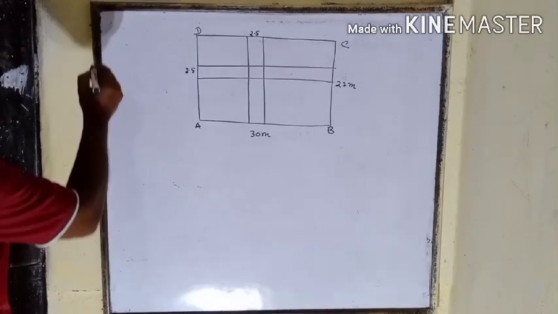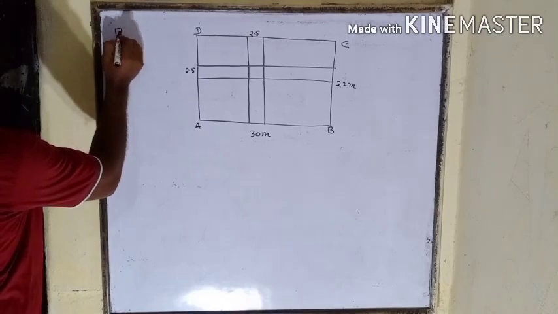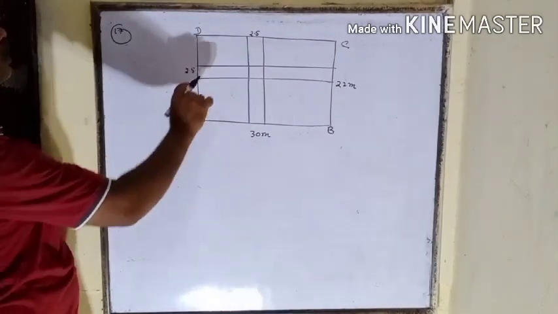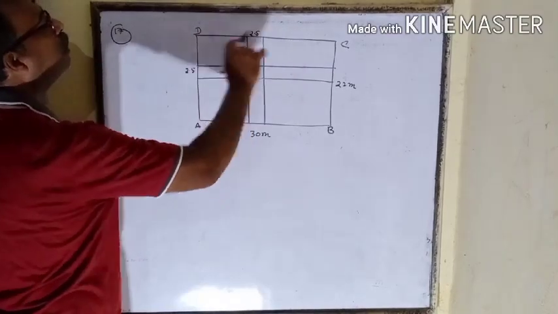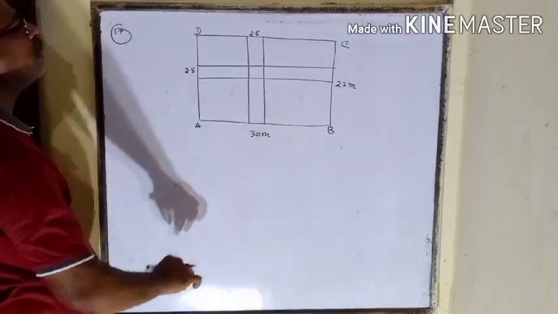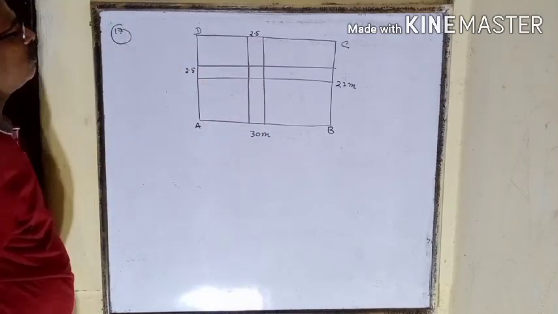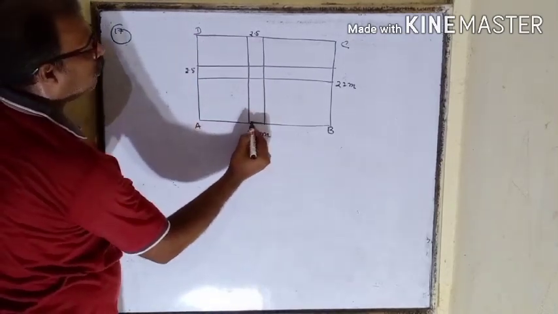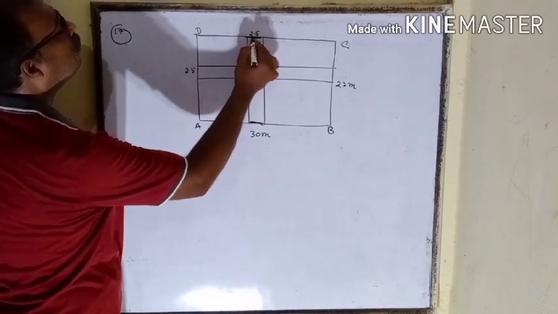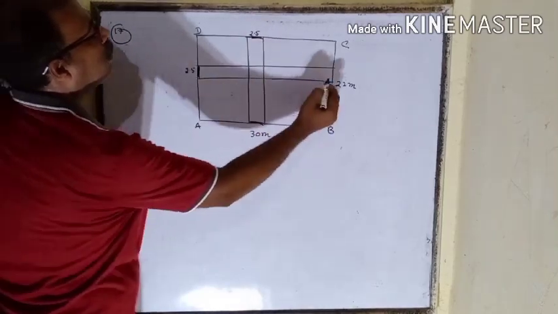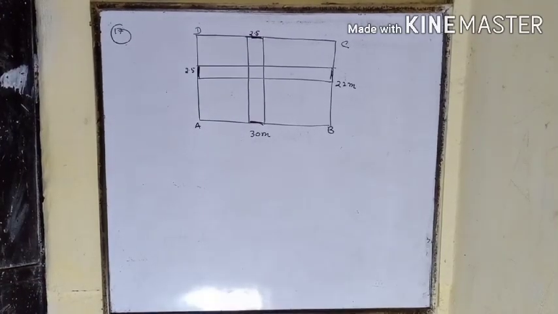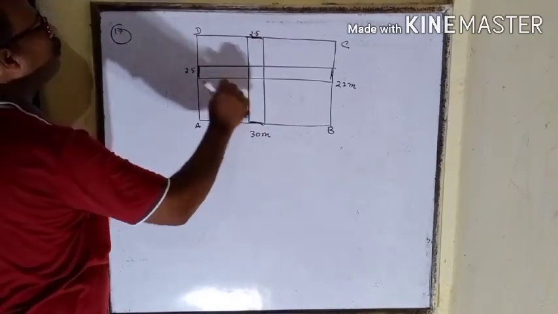So now we are in question number 17. Here a field is there, its name is ABCD, and two crossroads are there. One crossroad is parallel to the length of the field, and another crossroad is parallel to the breadth of the field. And the width is 2.5 meter. And we have to find out the area of both the roads. Area of this crossroad plus area of this crossroad.